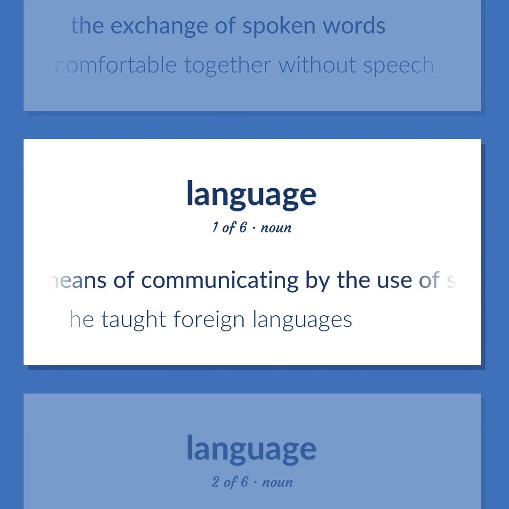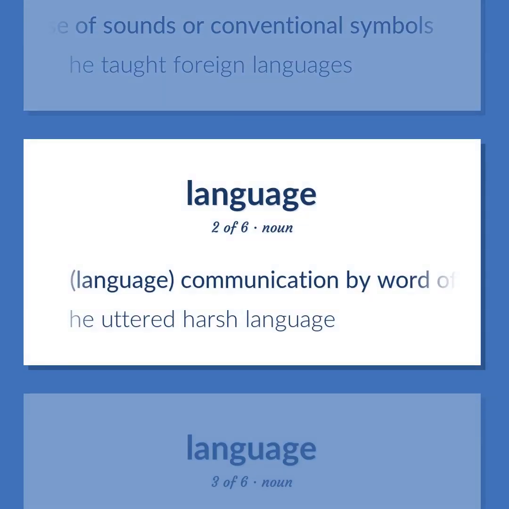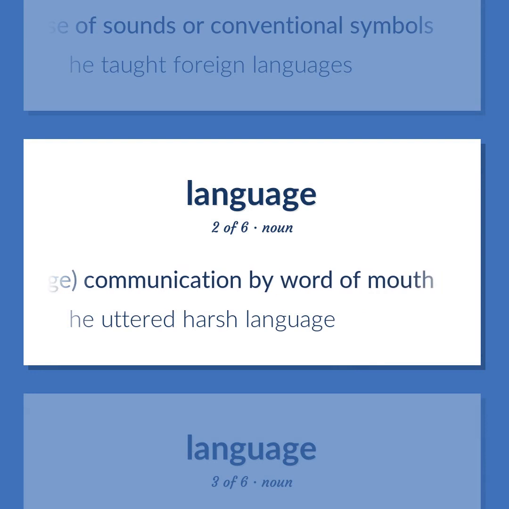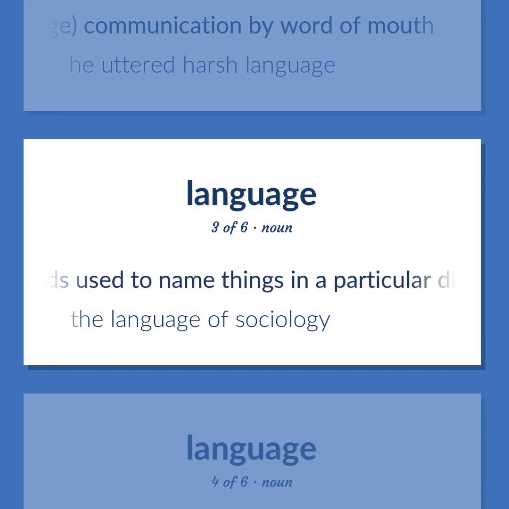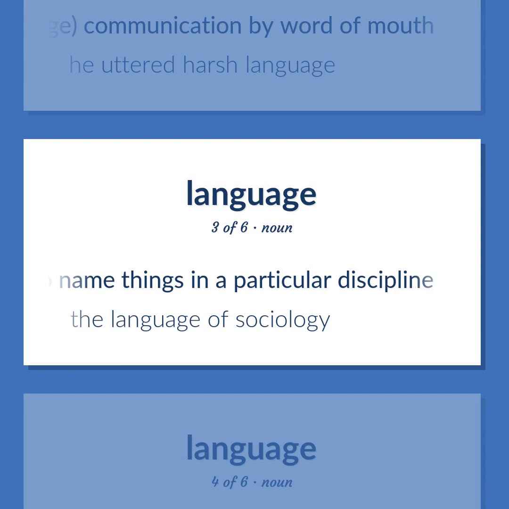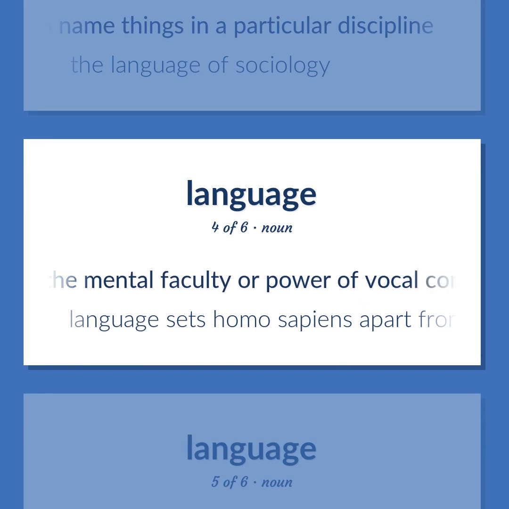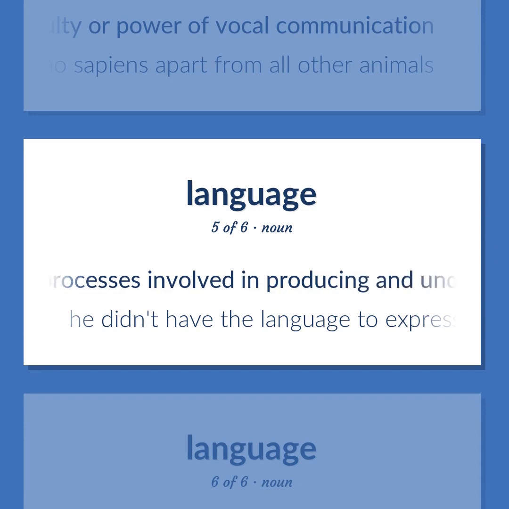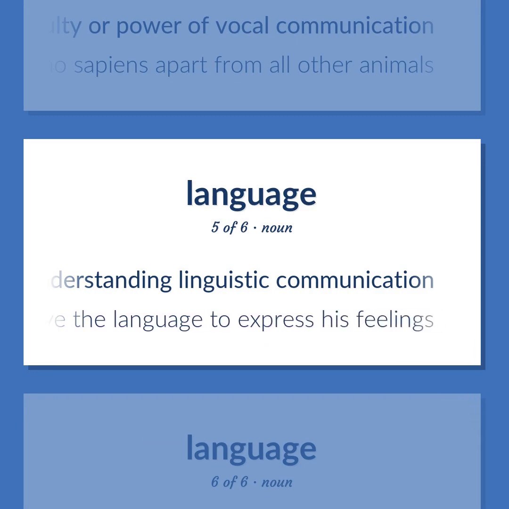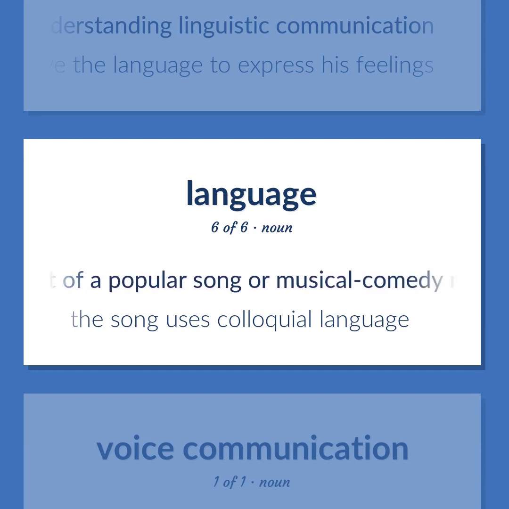Language: a systematic means of communicating by the use of sounds or conventional symbols. He taught foreign languages. Language, communication by word of mouth. He uttered harsh language. A system of words used to name things in a particular discipline. The language of sociology. The mental faculty or power of vocal communication. Language sets Homo sapiens apart from all other animals. The cognitive processes involved in producing and understanding linguistic communication. He didn't have the language to express his feelings. The text of a popular song or musical comedy number. The song uses colloquial language.